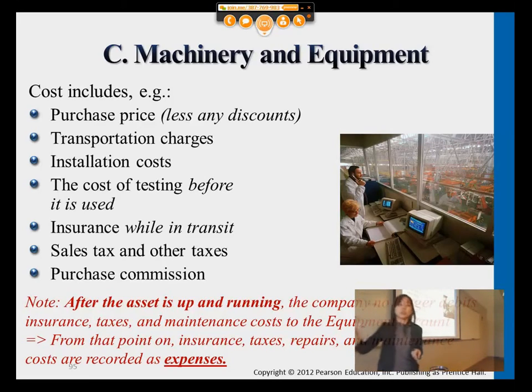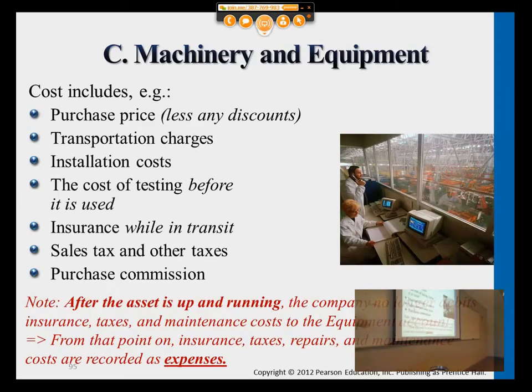Okay, I just want to mention this since we're on this slide. After the asset is up and running, any minor expenses and repairs go into expenses. Before it's running, all these major costs are considered part of the asset account itself when we purchase it.